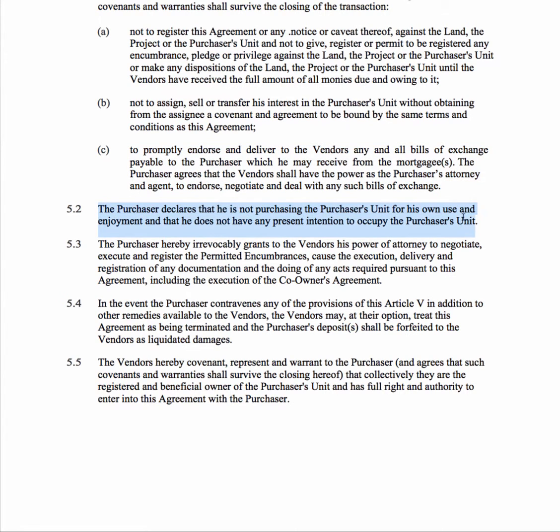You also confirm that the purchaser declares that he is not purchasing the purchaser's unit for his own use and enjoyment, and that he does not have any present intention to occupy the purchaser's unit. What this is all about is very simple. If you had the intention to use it personally, some of the deductibility would not be available to you.